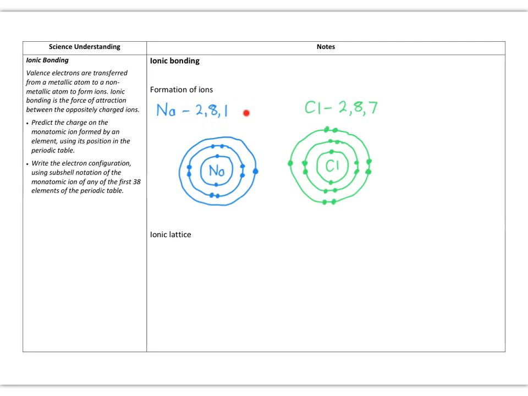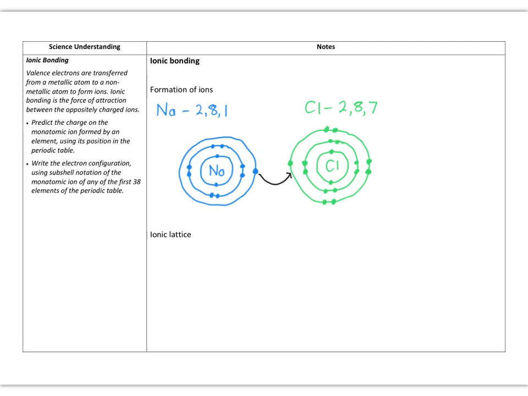So we've got sodium here, element number 11, 2,8,1. Chlorine, number 17, 2,8,7. Sodium would like to lose one electron to get to an empty outer shell. Chlorine would like one more electron to get to a full outer shell. So this is what, if you like, drives this bonding process again. And what happens in this case is that the sodium gives this electron over to the chlorine.